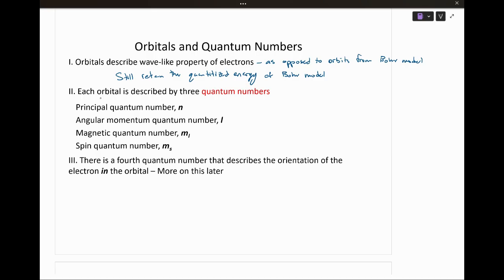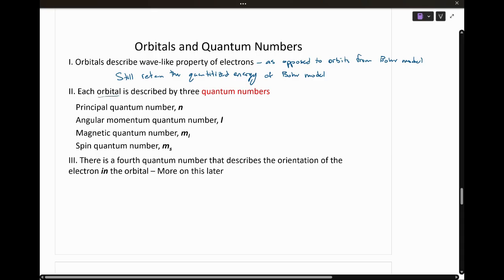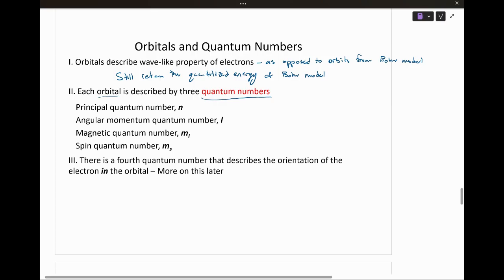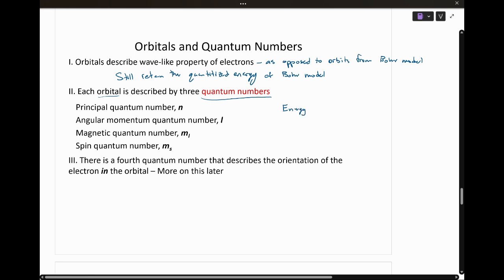And so each of these orbitals and each of the wave functions that define these orbitals are described by 3 quantum numbers. We have the principal quantum number n, which is going to tell us about the energy of an orbital. And so this is the exact same n that we saw with the Bohr radii or orbits. Okay, we have this term that talks about the energy.